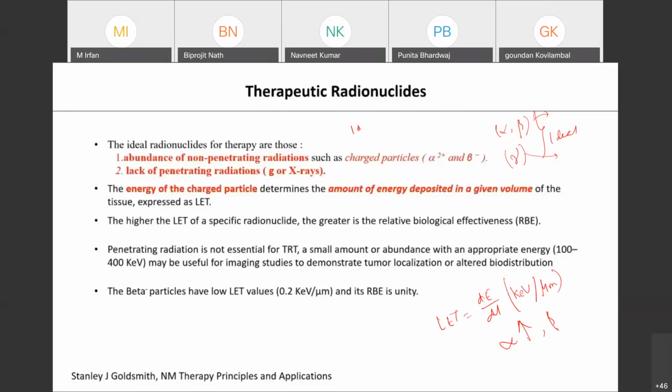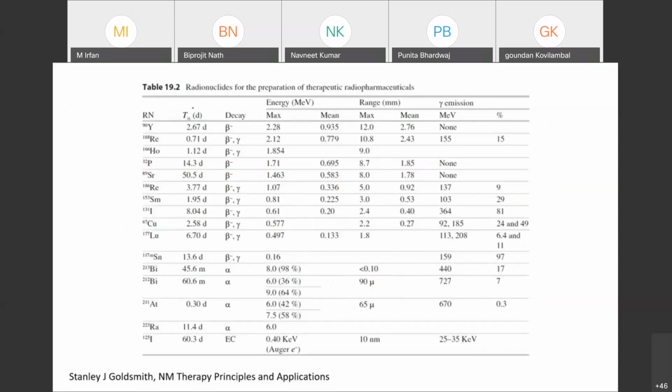So, these are a series of radionuclides which are used for the preparation of therapeutic radiopharmaceuticals. For example, yttrium-90, rhenium-188, holmium-166, P-32. These are all a group of radionuclides which are being used for preparation of therapeutic radiopharmaceuticals. Let's now explore these radionuclides in more detail, and study some properties of these radionuclides.